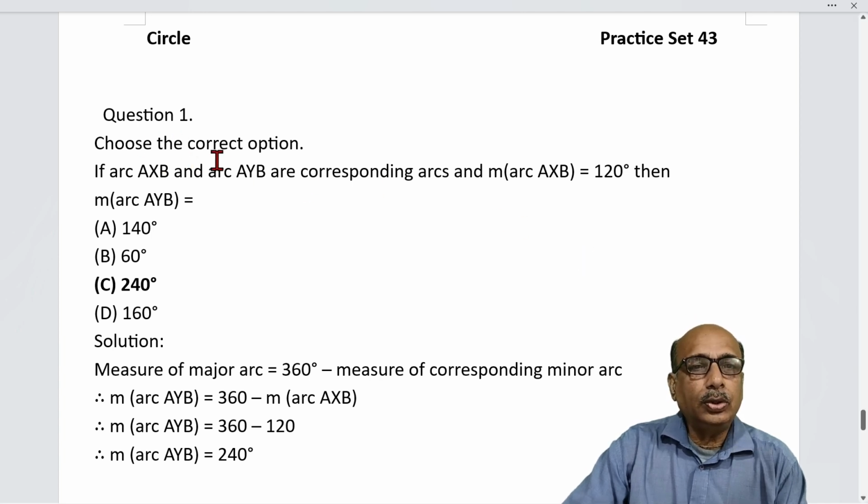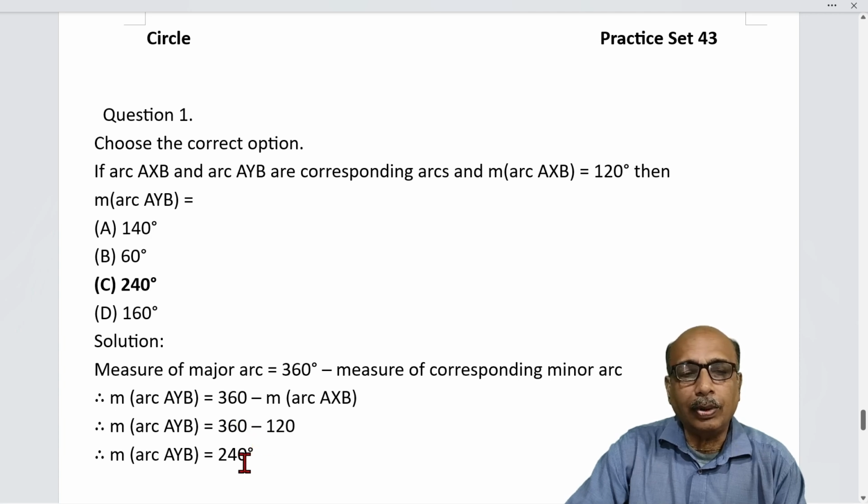Question number 1, choose the correct option. If arc AXB and arc AYB are corresponding arcs and arc AXB equals 120 degrees, then what is the measure of the arc AYB? It is 120. So the measure of the major arc will be 360 minus the measure of the corresponding minor arc, which is given as AXB. So AYB equals 360 minus 120 equals 240. So 240 is the correct option.